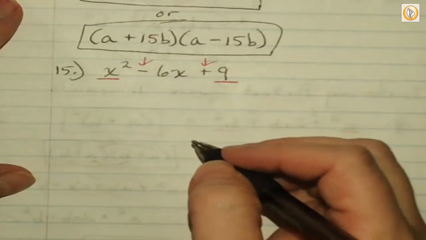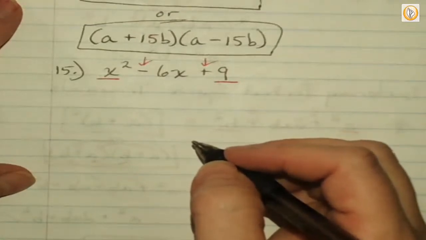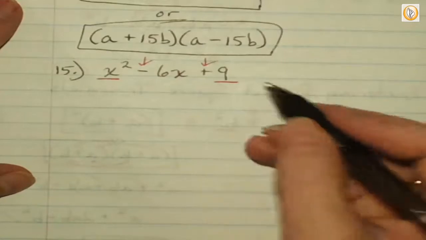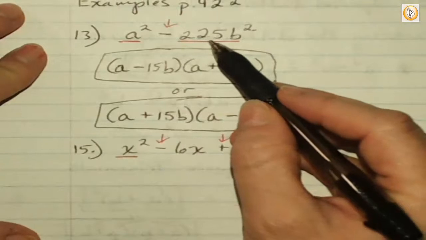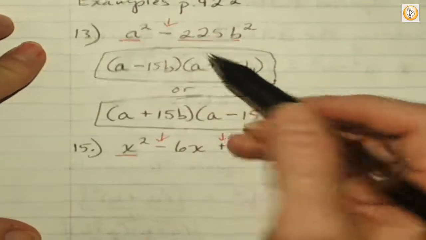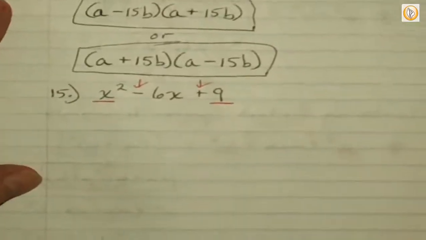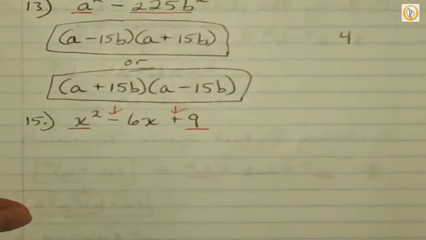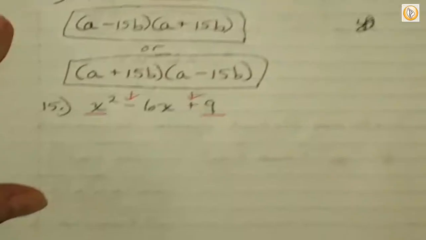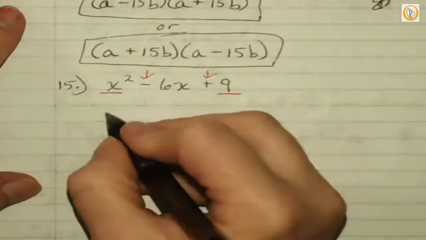It doesn't have a square. So what? Neither did this, but we know 15 times 15 is this. You should have written 3. Okay, so you're telling me this is not considered a perfect square? It is. All right, come on, wake up.